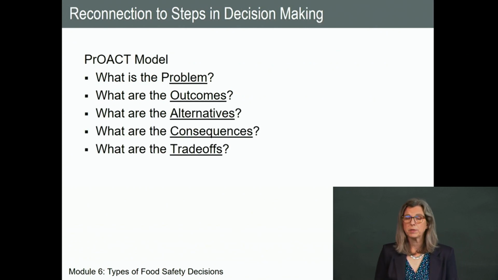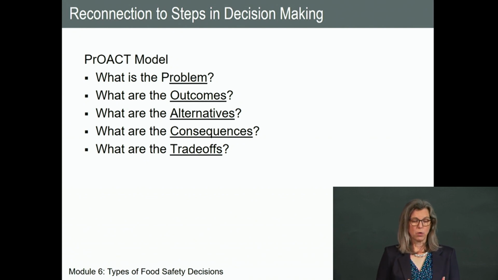So I wanted to remind you of something we covered in the earlier modules, which is the PRO-ACT model, which is something that the field of decision analysis has put forward as a simple way to synthesize all the key elements of decision analysis research recommendations in terms of what makes for a good decision-making process. So that model is shown here. There are 5 steps. And while we're going through all these examples of different types of decisions and different types of decision makers in the food safety system, I want you to keep these steps in mind.